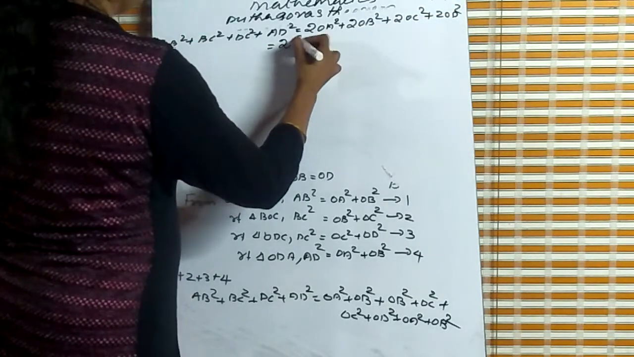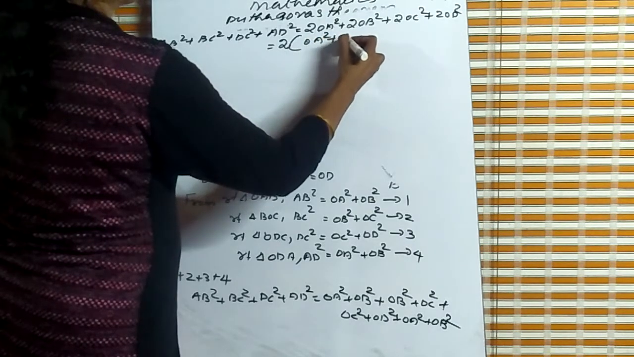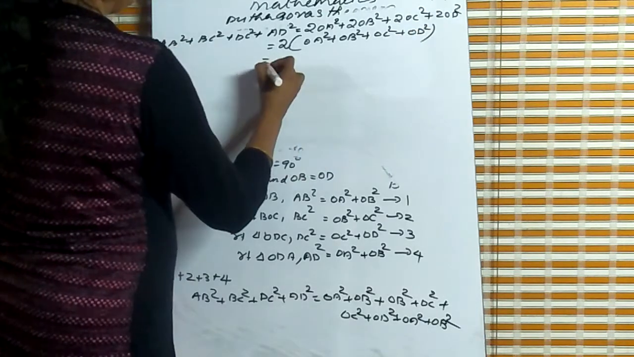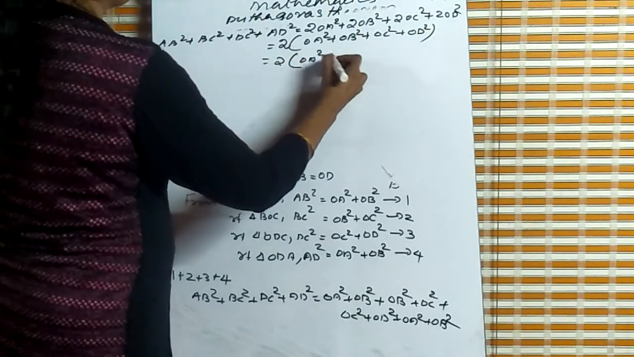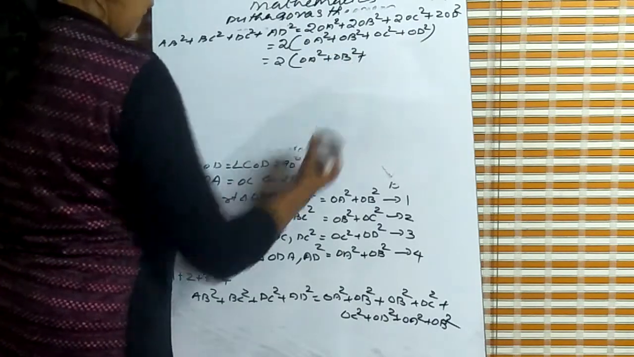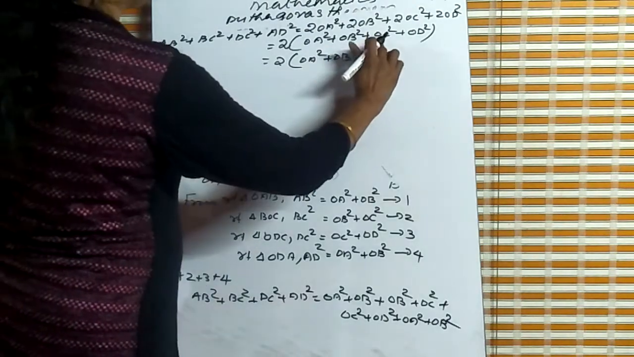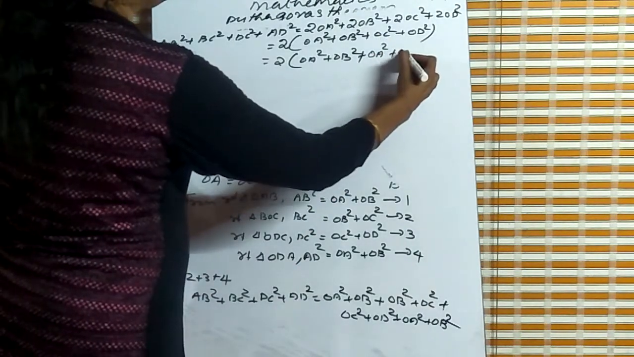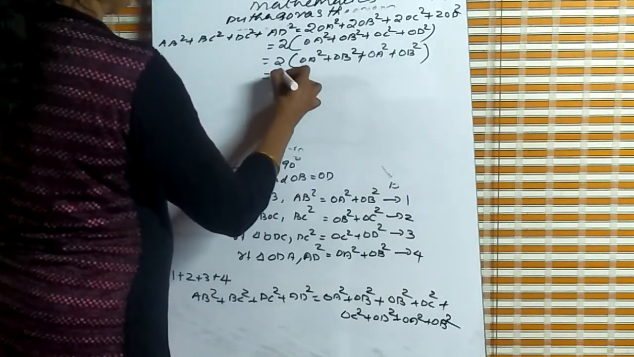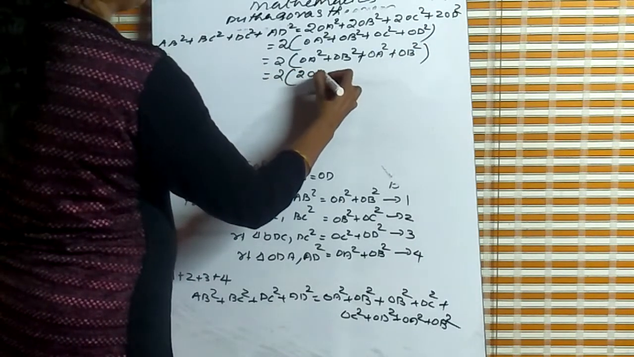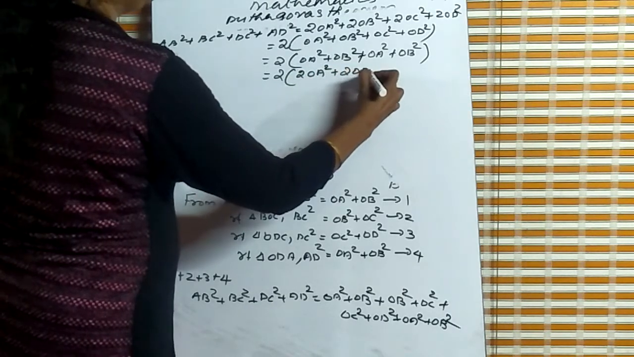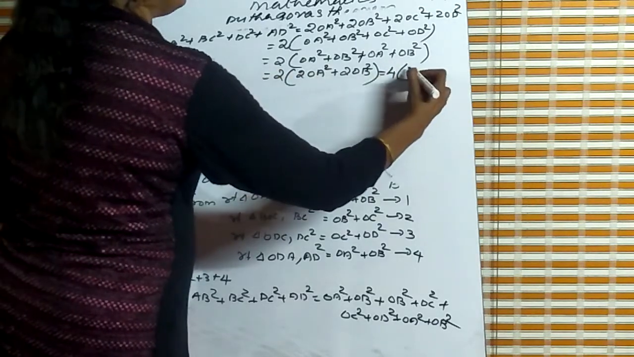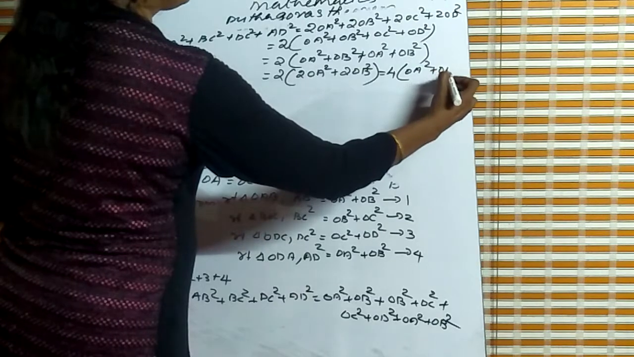Taking 2 common, equals 2 into OA square plus OB square plus OC square plus OD square. We have OA equal to OC, so change this OC to OA square, and OB is equal to OD, so this OD to OB square. This equals 2 times 2OA square plus 2OB square. Again we take 2 outside: 2 into 2, 4 into OA square plus OB square.